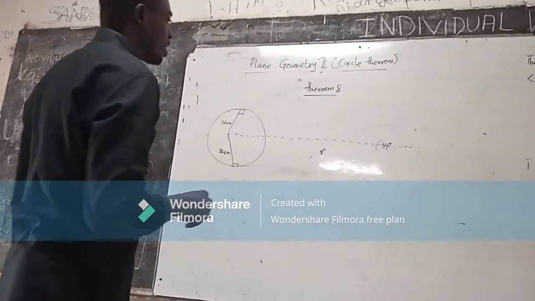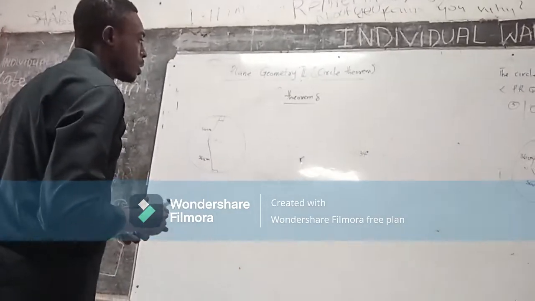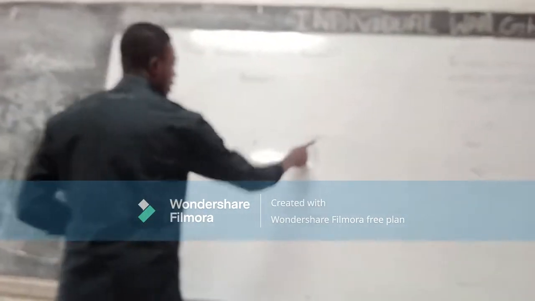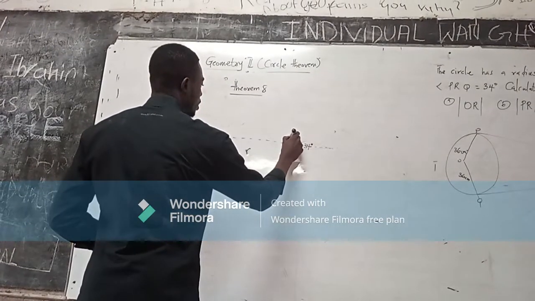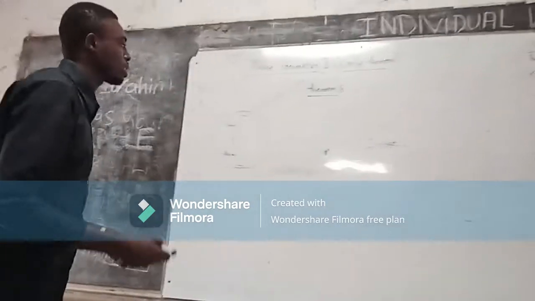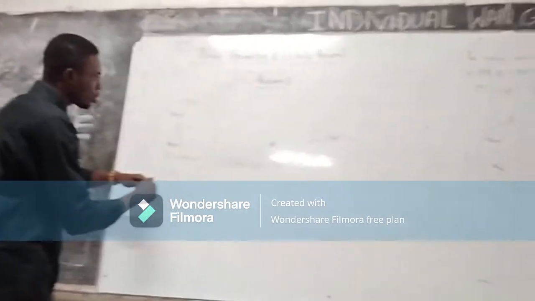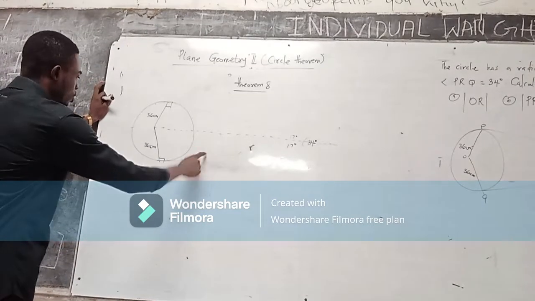34. So if it is 34, it means that we have to divide it by 2 and get each side to do what? 17 and what? 17. It means that this side is 17 and this side is 17. We have also learned about Pythagoras theorem. We are going to use the Pythagoras theorem to find.